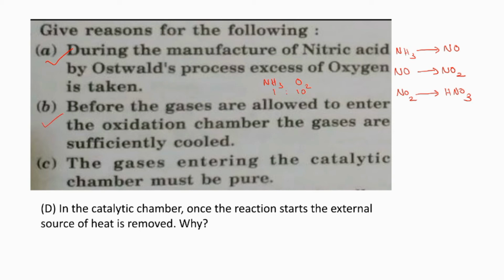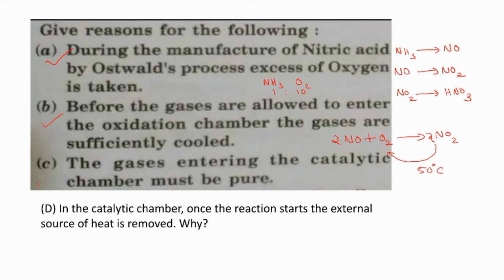Before the gases are allowed to enter the oxidation chamber, the gases are sufficiently cooled. Now only we said that. In the oxidation chamber, what will be the reaction taking place? NO plus oxygen will be getting converted into NO2. Correct? If the reactants are kept at a very high temperature, what will happen? There is possibility for the reverse reaction to take place. So, in order to avoid that, the gases will be cooled to 50 degrees Celsius. You can just write like that.